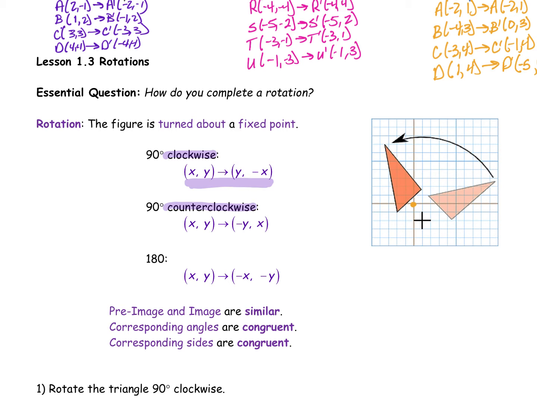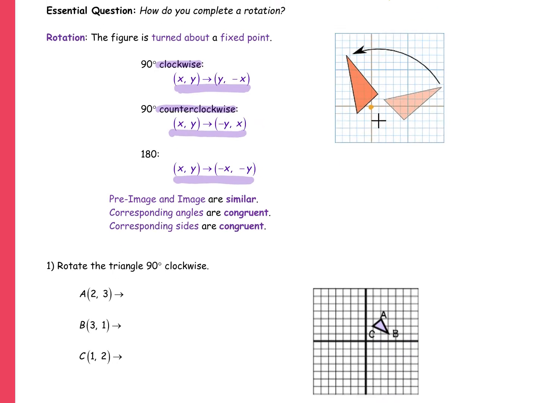Oh, and for 180 degrees, here's my formula. Sorry, I should have finished that out. Counterclockwise, I'm still exchanging the X and the Y. If I go clockwise, the X is changing. If I go counterclockwise, the Y is changing. And if I'm rotating 180 degrees, the X and Y stay in the same place, and they switch signs. Okay, so here we go.